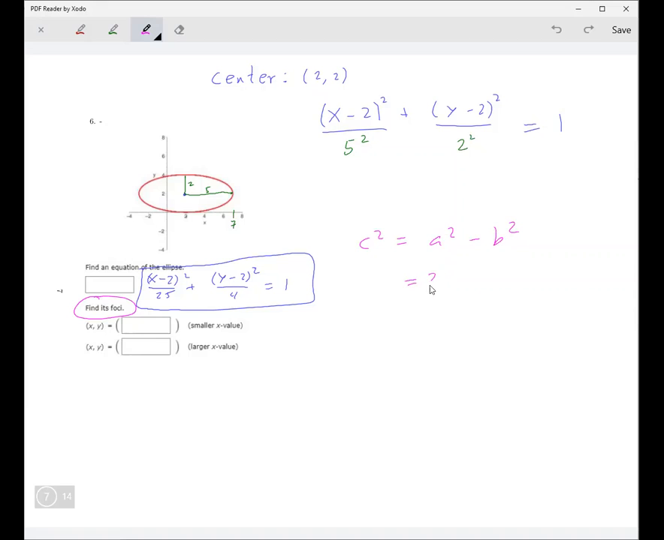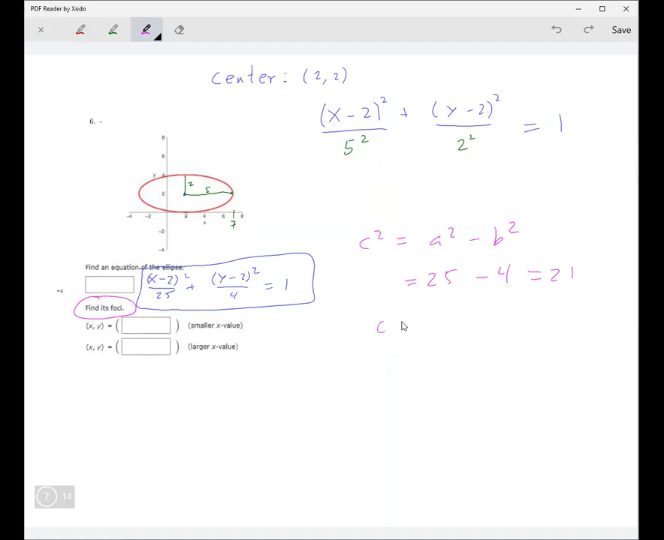So A squared is 25, and then B squared is 4. In all the cases that we looked at, what's underneath the X term has been greater than what's underneath the Y. If it's the other way around, then your foci will be in the Y direction, and this will be your A, and this will be your B.